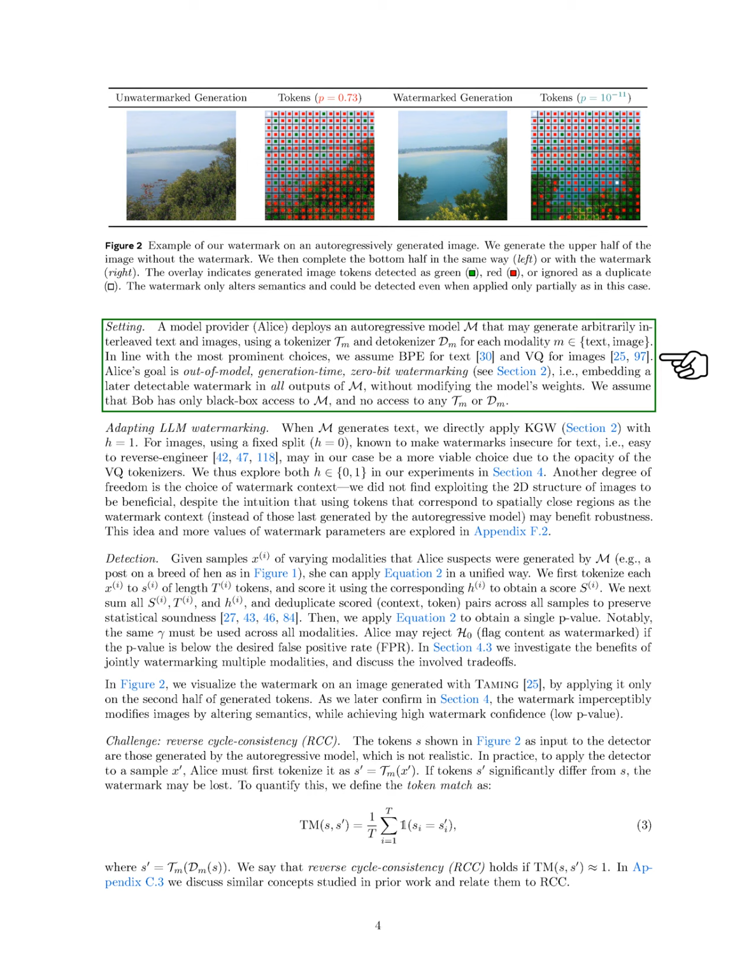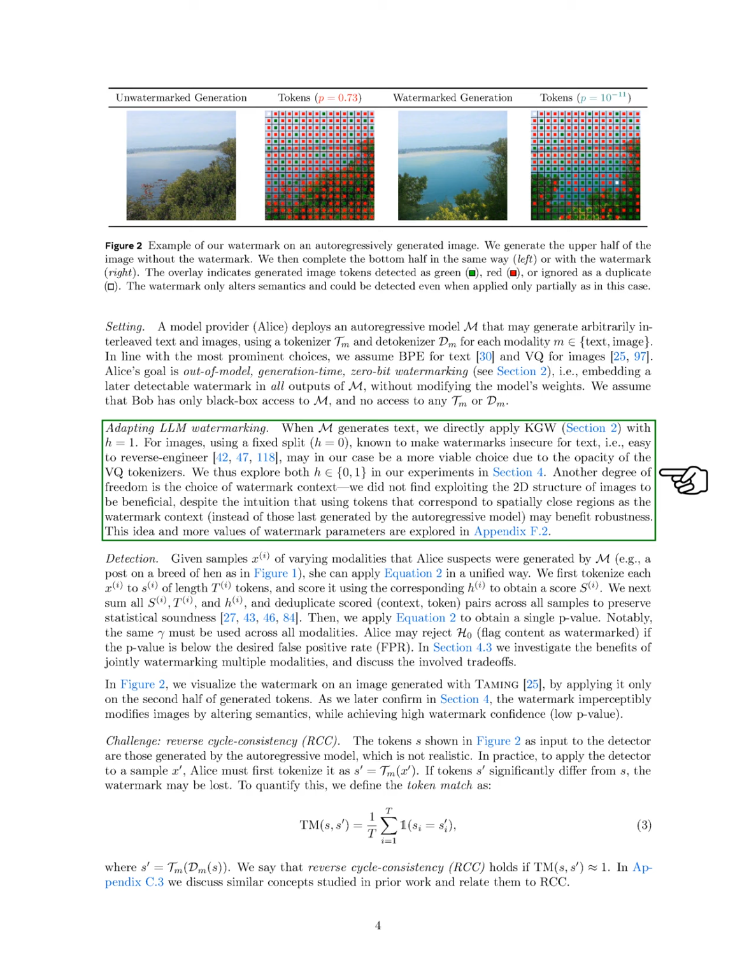Section: Adapting LLM watermarking. In this section, we adapt watermarking for large language models, LLMs. When we generate text, we apply the KGW method directly. For images, we use a fixed split that is known to make watermarks less secure for text, but it may work better for us due to the nature of VQ tokenizers. We explore both approaches in our experiments.